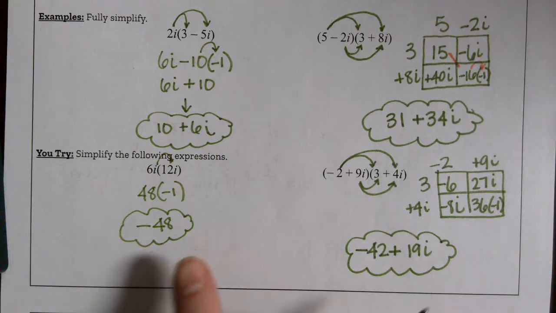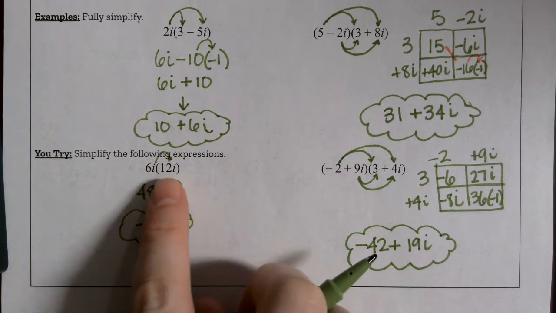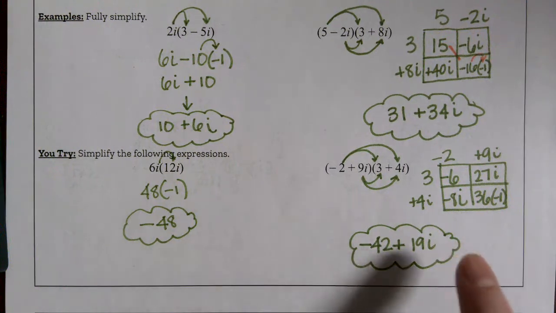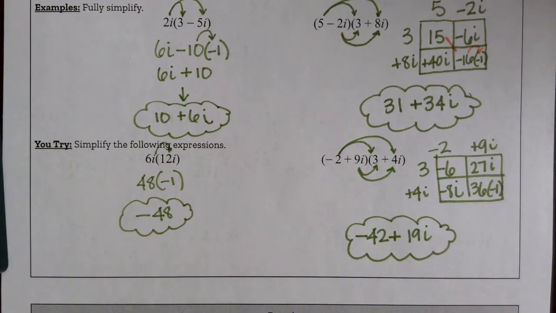So in our first one, notice that the i went away because I had to change this i times i to a negative 1. And then over here, I should get negative 42 plus 19i.